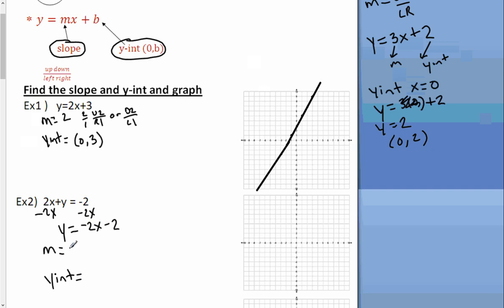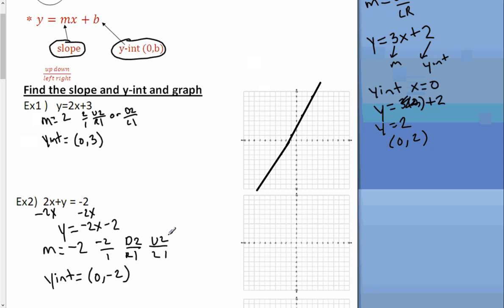Well, my directions is the slope, and my slope is negative 2, which means negative 2 over 1, which means, remember, negative numbers mean down 2, positive left or right, right 1. If you're not sure how to do that, go back to the lesson on slope. Or up 2, left 1. Okay? Next part, find the y-intercept. Whatever that number is, that's the y-intercept. So it's 0, negative 2.